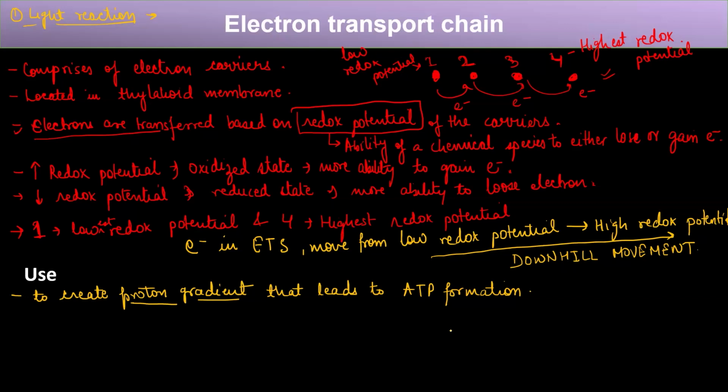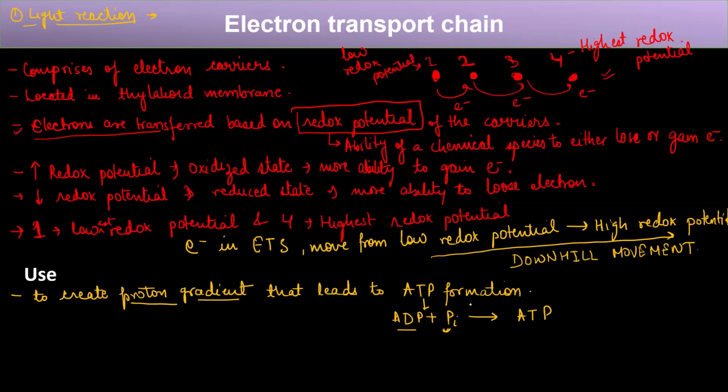Now, what do we understand by ATP formation? ATP formation means that we have ADP, we have phosphate, and then it leads to phosphorylation. Phosphorylation means addition of phosphate. So in the ATP formation, the ADP undergoes phosphorylation by this phosphate and leads to the formation of ATP. So this process of ATP formation is known as phosphorylation.